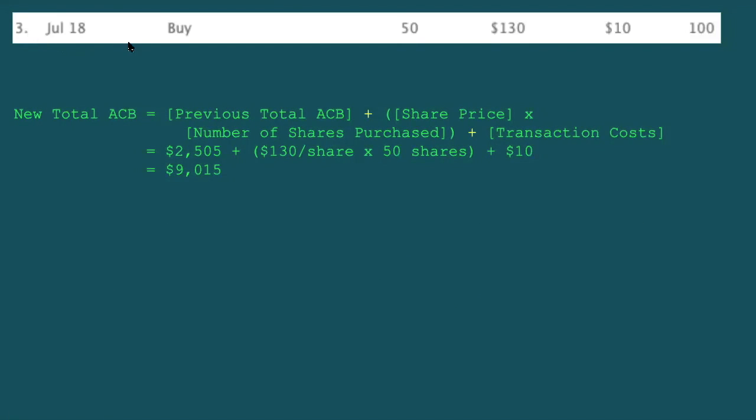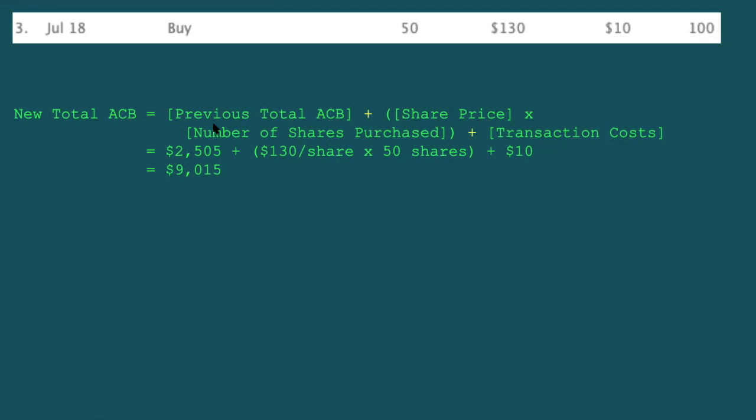So it says on July 18th, they bought 50 shares at $130 per share. The commission fee was $10. And again, we're back to 100 shares. So a new total ACB will need to be calculated. And because it was a buy, we're going to be using plus signs.